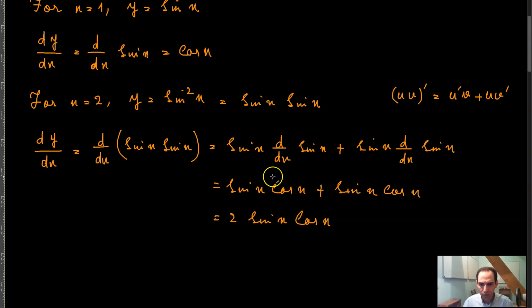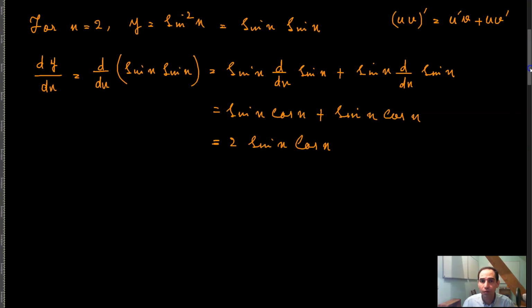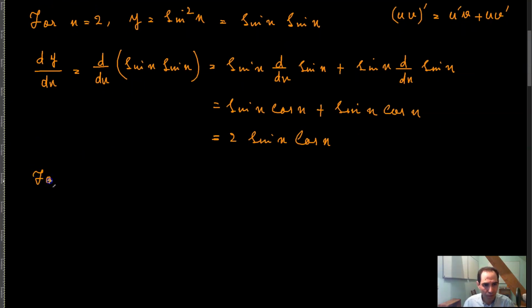Which is equal to 2 times sine x cos x. Let's leave it as it is for now. Now for n equal to 3, we have y equal to sine cube x, which you can write as sine x times sine squared x.